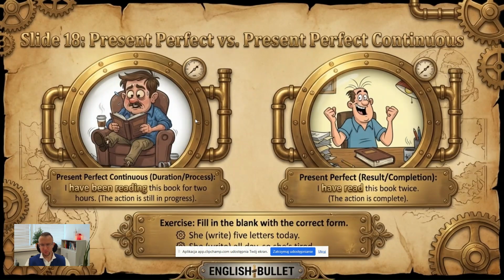Present perfect focuses more on the result and completion, not the duration, but the completion. I have read this book twice. This action is complete, but remember, I have this knowledge in my head, so I have read it. It has the effect now.